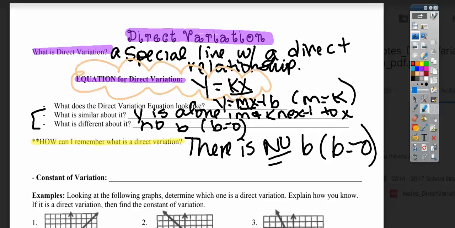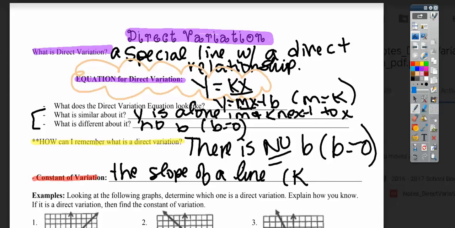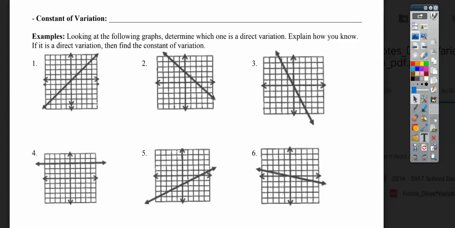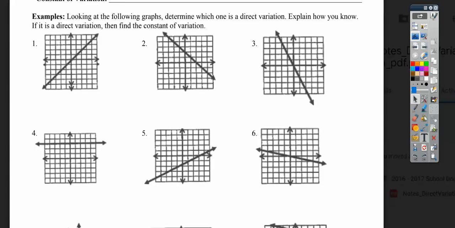So if I now come down here and talk about what's called a constant of variation, a constant of variation is just the slope of a line. And with direct variation, we use the letter k. I'm not really quite sure why they chose to pick k, but k just means m, which just means slope, rise over run. Okay? So if we go ahead and look at some of these problems, it says, looking at the following graphs, determine which one is a direct variation and explain how you know. If it's a direct variation, then find the constant of variation.